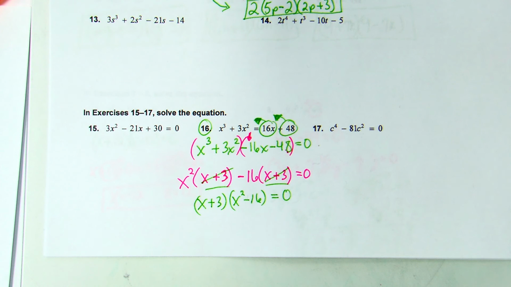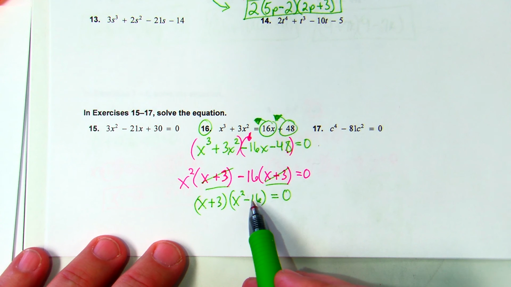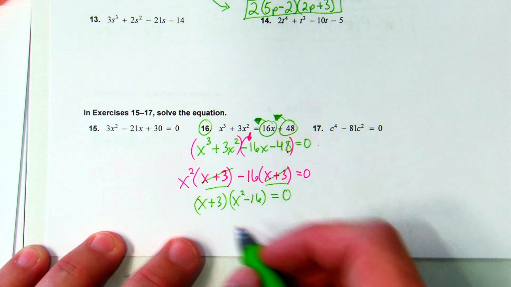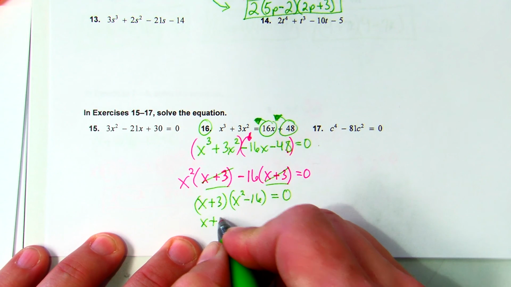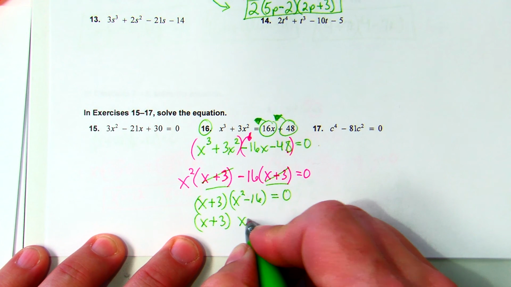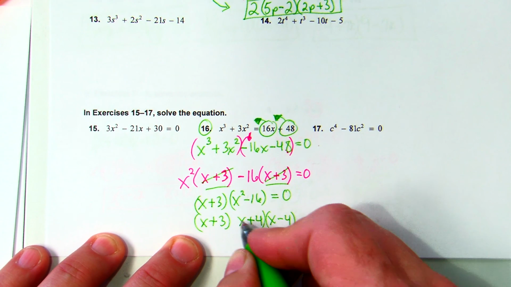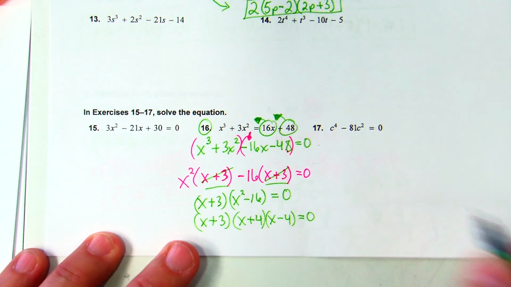But I'm not completely done yet. X squared minus 16 is a difference of squares. So I can factor it down even further. So I've got x plus 3 times x plus 4, x minus 4. And still all equal to 0.